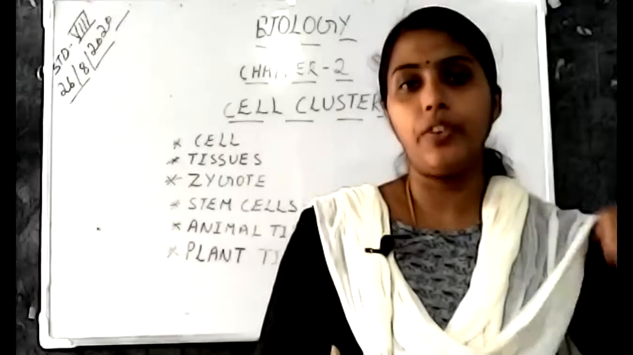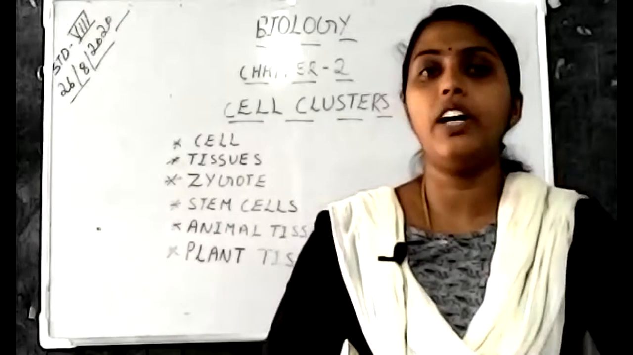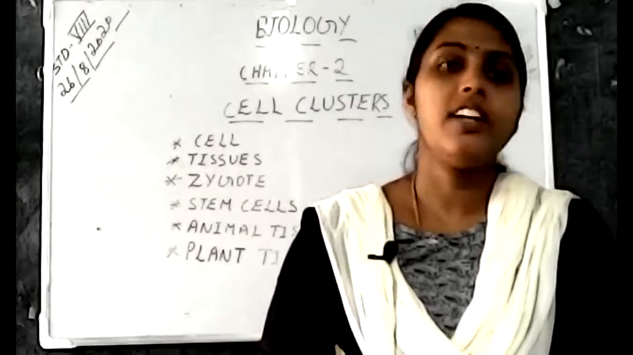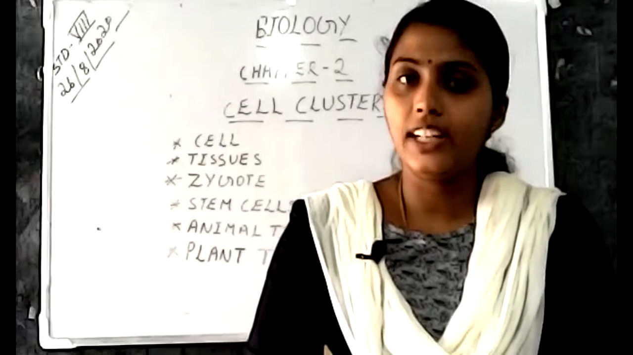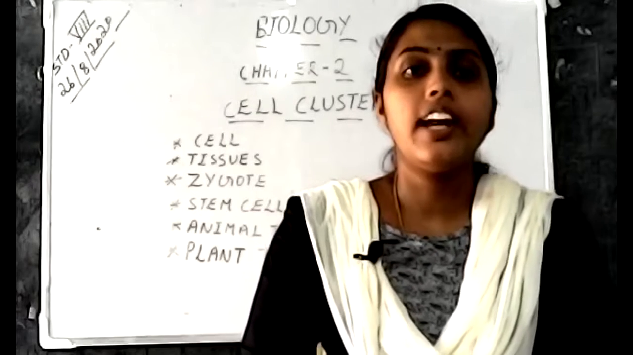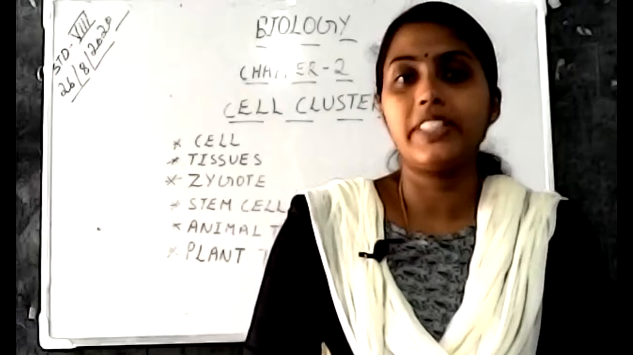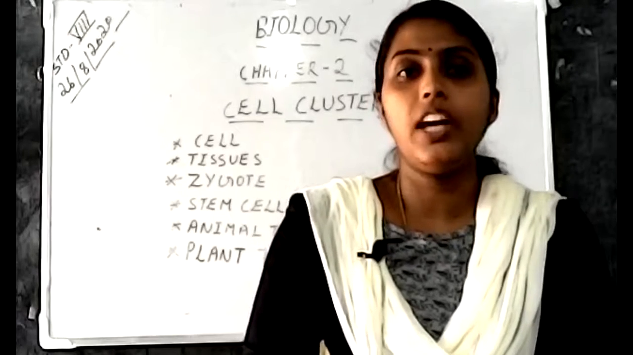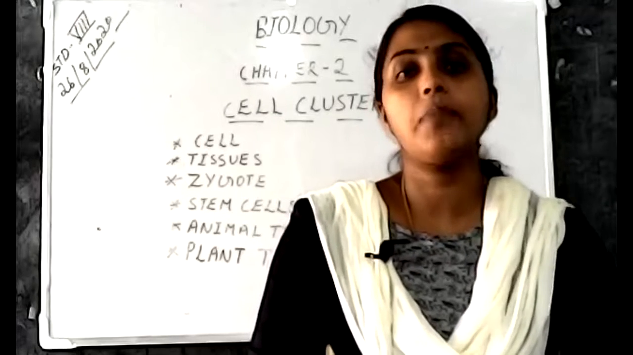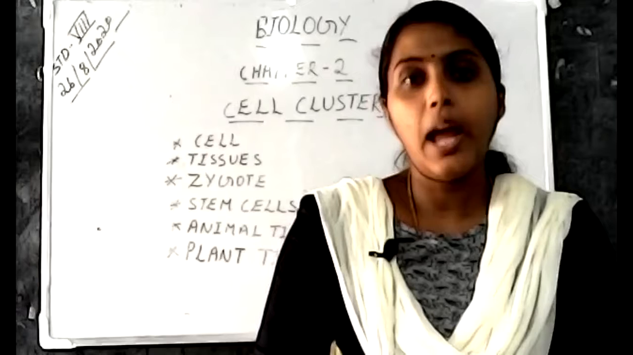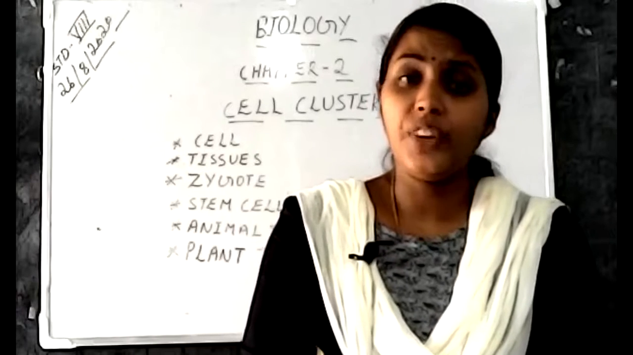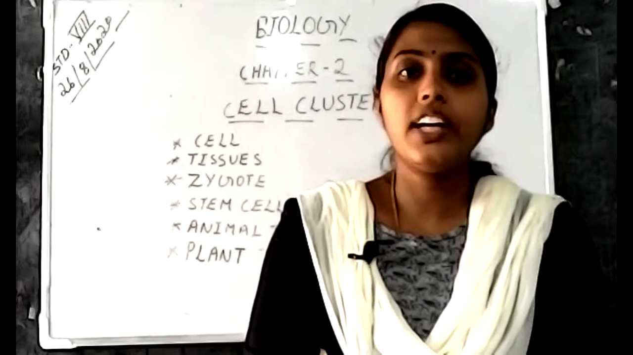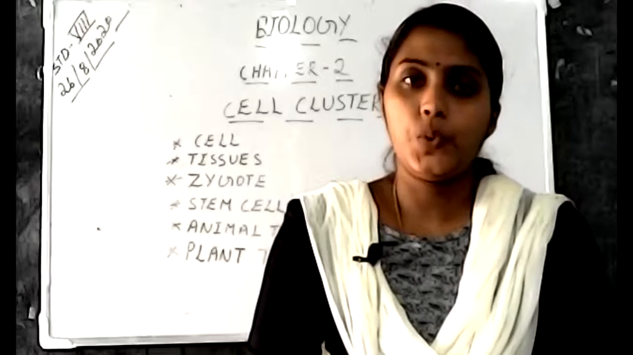I think it's clear for you about the different types of animal tissues. There are four main types of animal tissues: epithelial tissue, nervous tissue, connective tissue, and muscular tissue or muscle tissue. All these are the four different types of animal tissues present in our body. Next, we can see the different kinds of plant tissues.